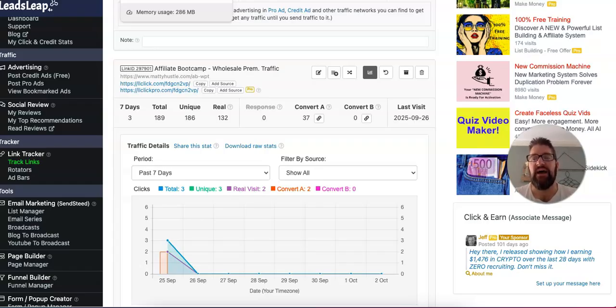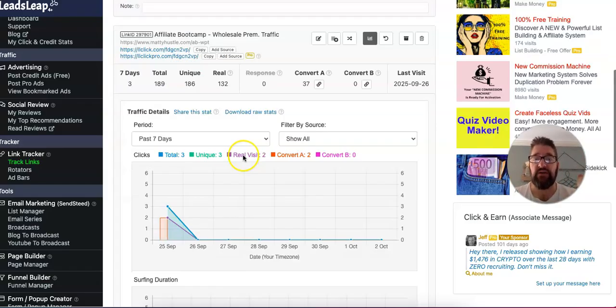So not as affordable as they make it sound, but still pretty decent for the price. Opt-in rate was pretty decent. So again, this is why we track, right?